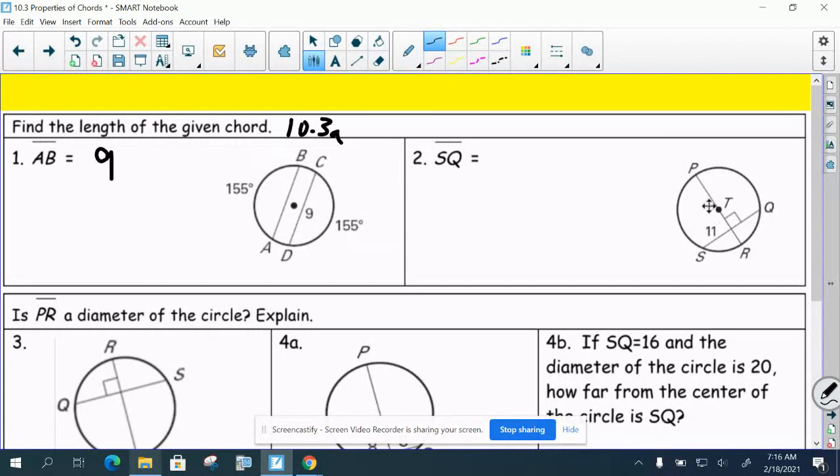All right, this one here. This is showing a diameter that's perpendicular to a chord. So if the diameter is perpendicular to a chord, then it bisects the chord and its arc. So if it bisects the chord, this is 10.3c. Then this is also SQ. This is also 11, so then the whole thing would be 22.